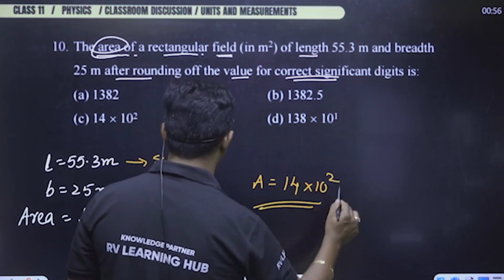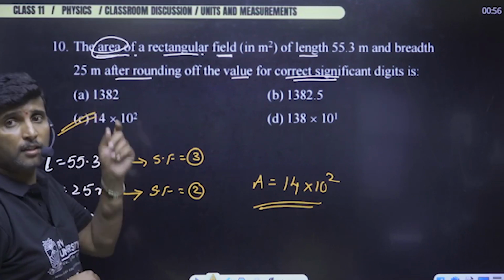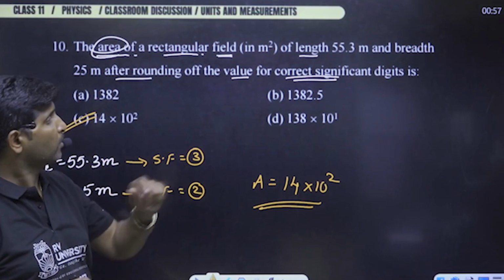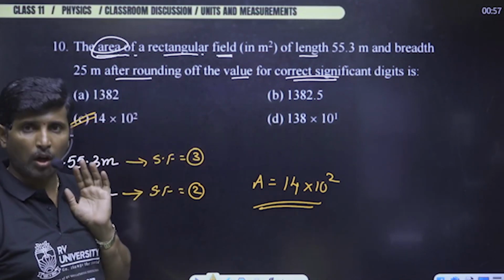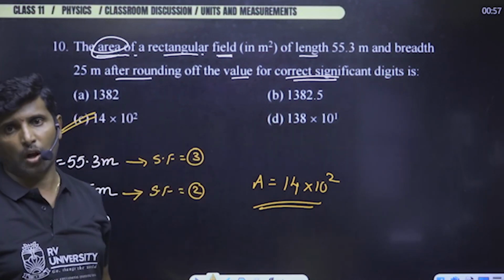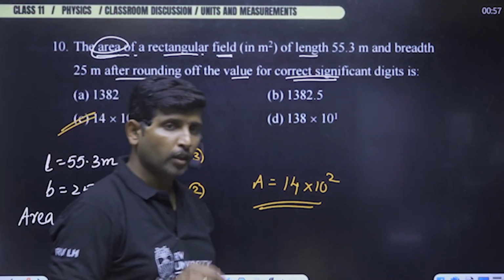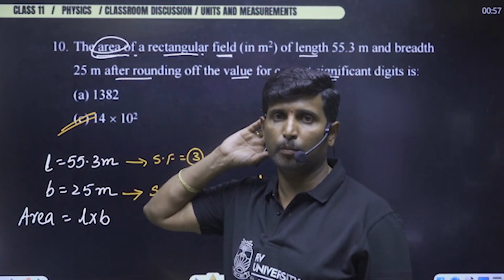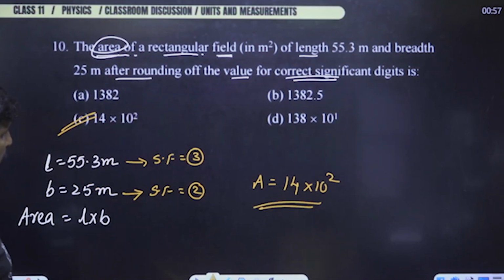Hence, we can say option C will be the right answer, because option A is having 4 significant figures, so that will not be the right answer. Option B is having 5 significant figures, so that is also wrong. Option D is having 3 significant figures, so that is also wrong. Hence, we can go with option C, that is 14 into 10 power 2, and in that number we are having only 2 significant figures. I hope you understood this question. So similarly, let us move on to the next question.